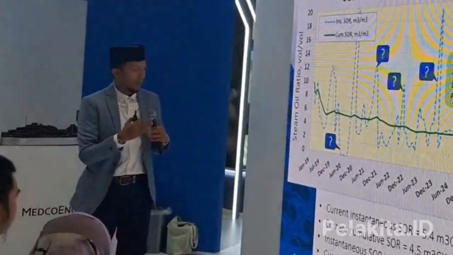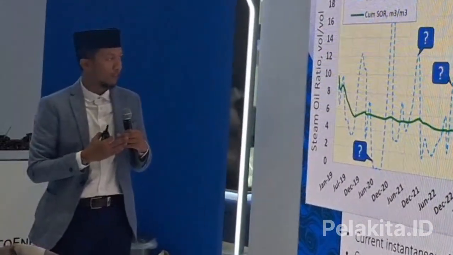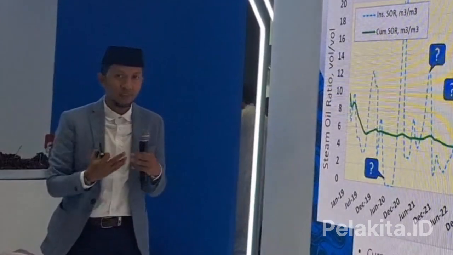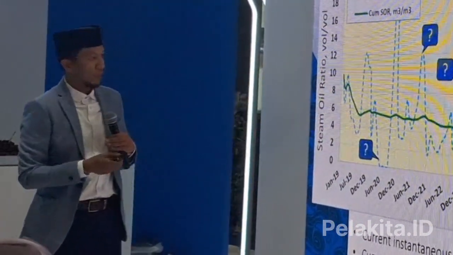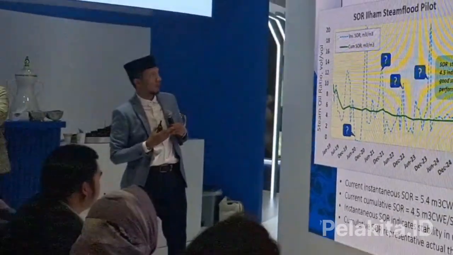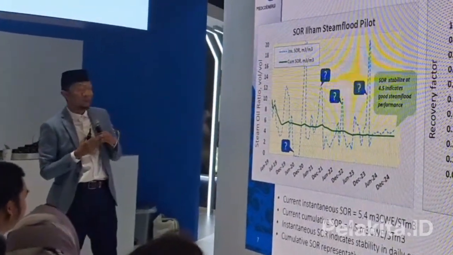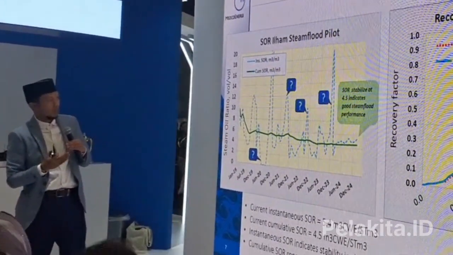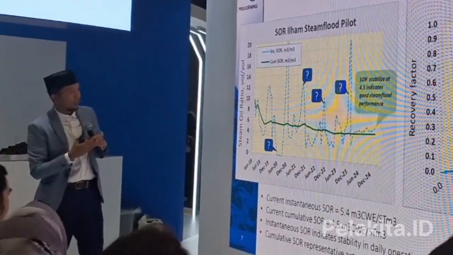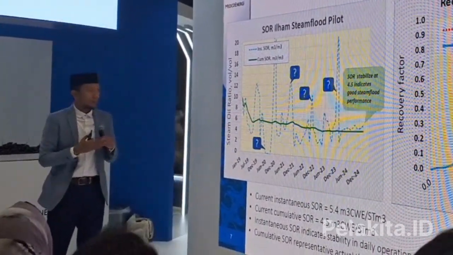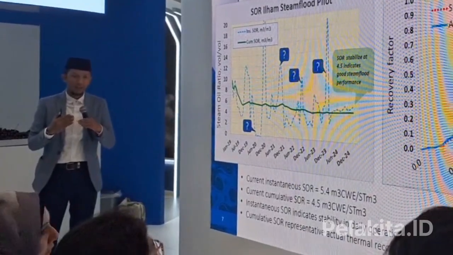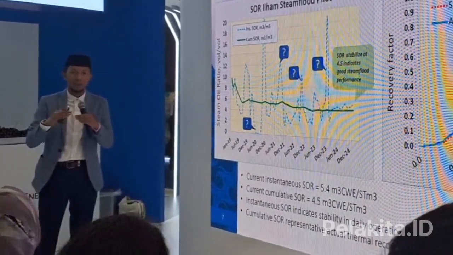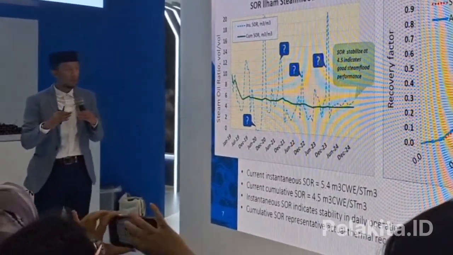parameters. The parameter that we continuously observe is the steam oil ratio. So how much steam we deliver to the reservoir and how much oil we get. Here we have two types of steam oil ratio, instantaneous and cumulative. For instantaneous, it is very hunting, you see the baseline. So this actually represents the stability of production during the application of this steam flood pilot project.